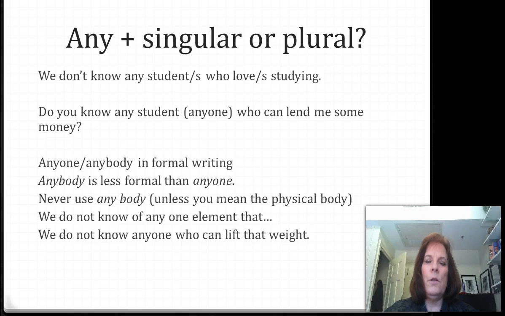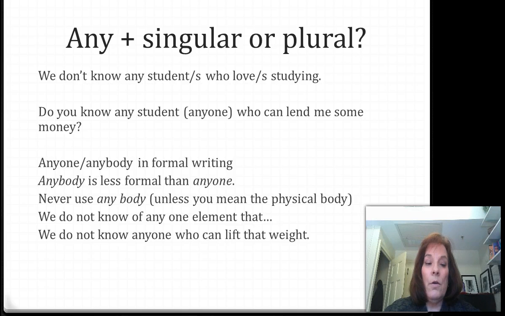In the first one, do you know any student? I'm assuming only one student. Do you have any students? Maybe multiple students would be willing to lend me some money. Okay, last point, anyone and anybody. In formal writing, anybody is less formal than anyone.